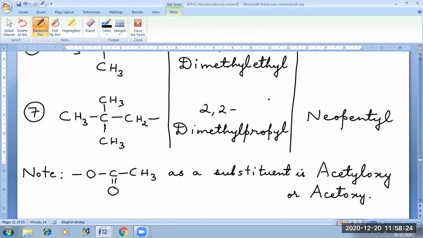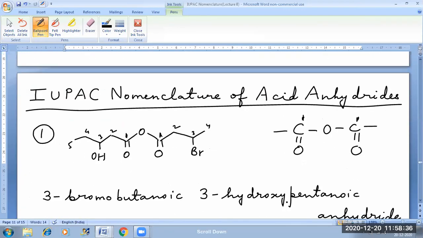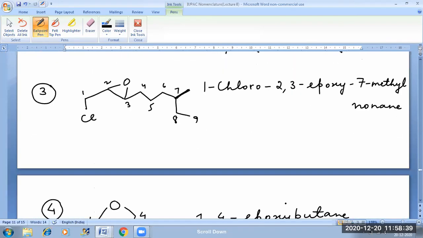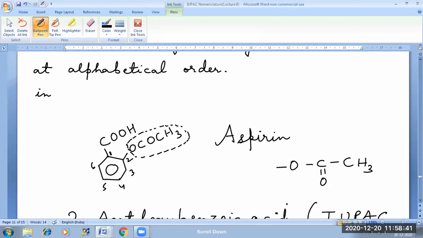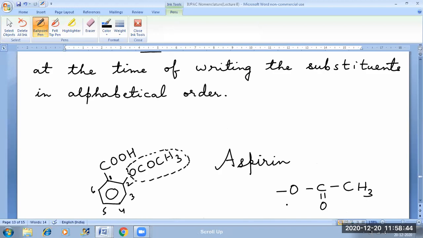Acetyl oxy or acetoxy. Now, where do we use this? I'll give you an example to show you the requirement of this kind of substituent. Why should we know this? Now see, let's say I have a compound like this. Now this compound contains a benzene ring. Also it contains COOH attached to the benzene ring, and also it contains OCOCH3 attached to the benzene ring.